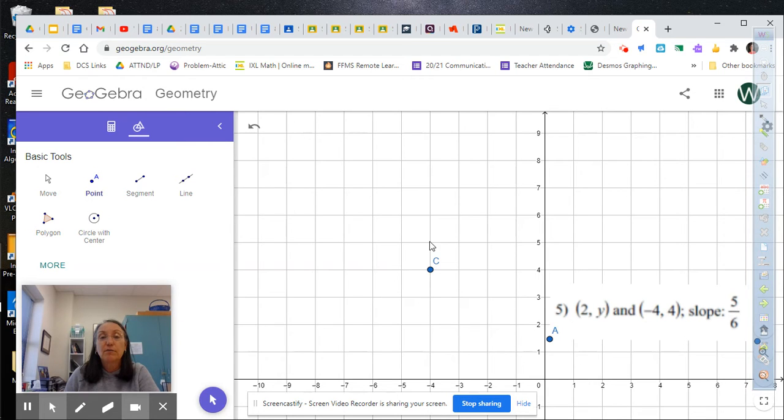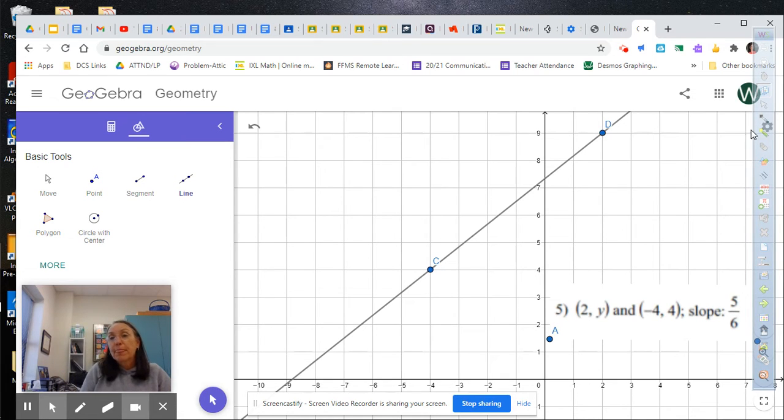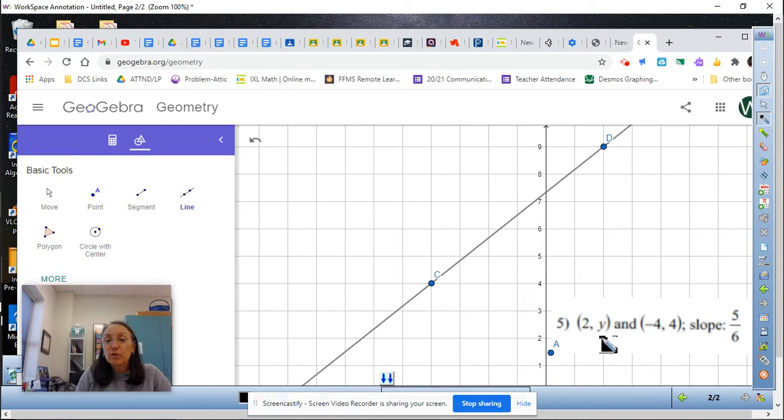So I'm going to go up 5, 1, 2, 3, 4, 5, and over 6, 1, 2, 3, 4, 5, 6, and put my second point. And then I'm going to put my line in, as we've learned with graphing. All right, so this is that line. So let's see if we can find what y is where x is 2. So we go over to 2 and up until we hit the line, and there we have it. When x is 2, y is equal to 9. So we know then graphically that this is a 9.